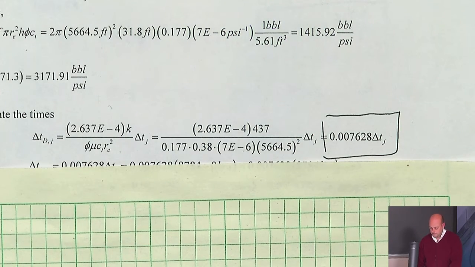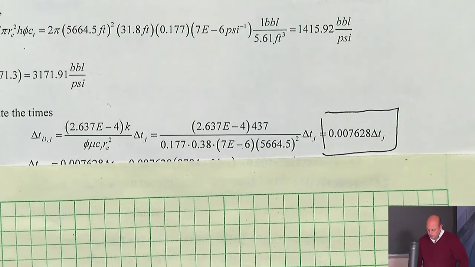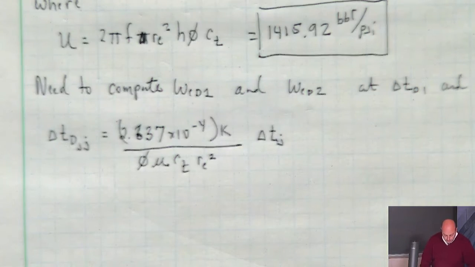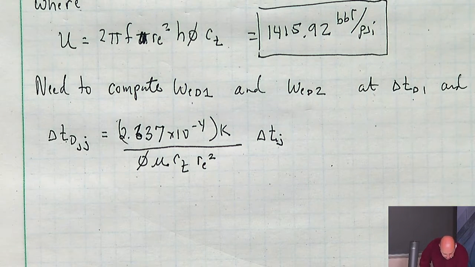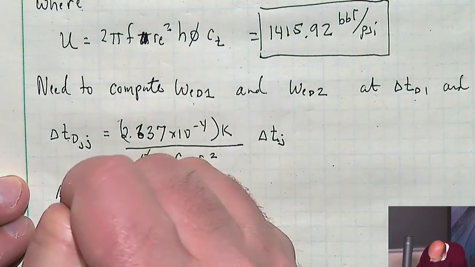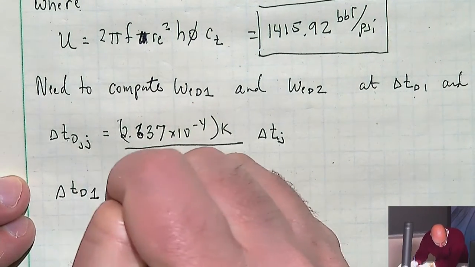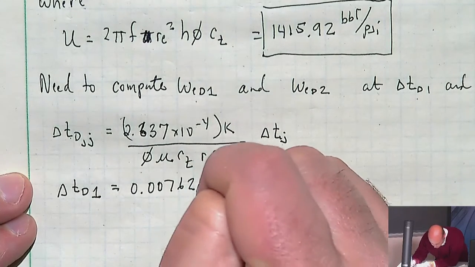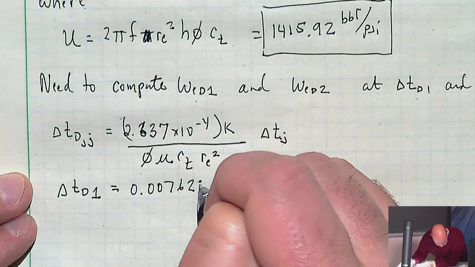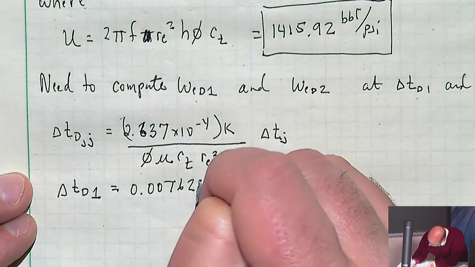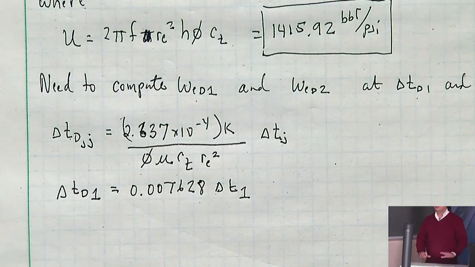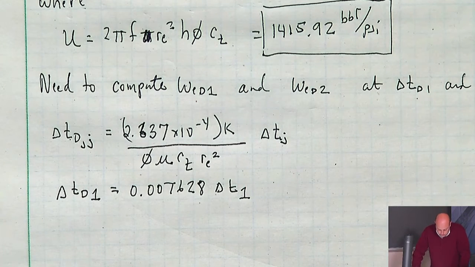Okay. So you just might want to write that down. That way we don't actually have to do the calculations again. But so then delta TD1 is equal to 0.007628 delta T1. Okay, now this is where we'll start doing this together.